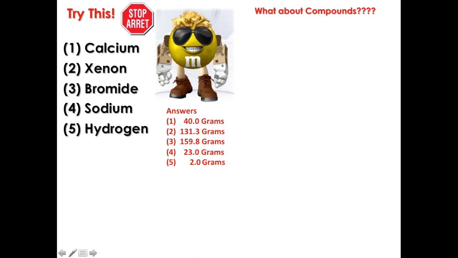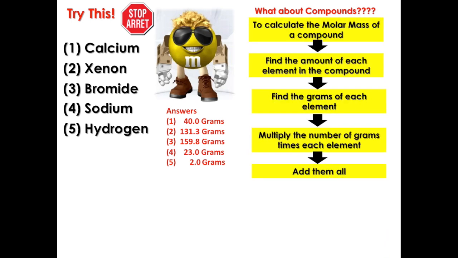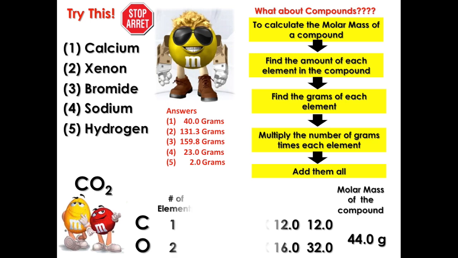Now, what happens when you have compounds? When you have compounds, you have to calculate the molar mass of the compound by following this chart. First, find the amount of each element in the compound. Then, find the grams of each element. Then, multiply the grams of each element times the number of times it appears in the compound. Finally, add them all. Let's do an example so you can picture this clearly.